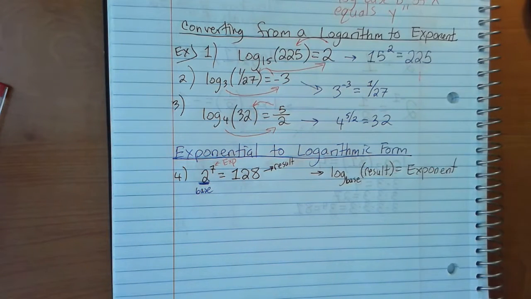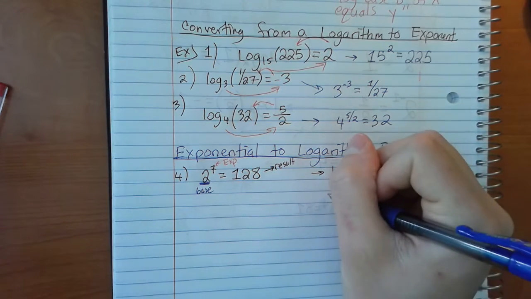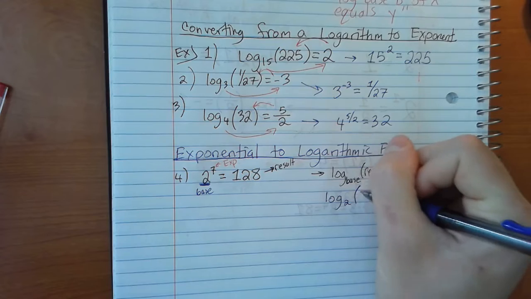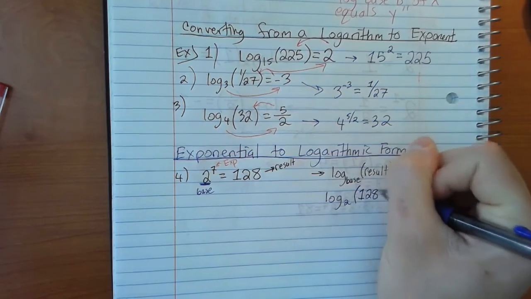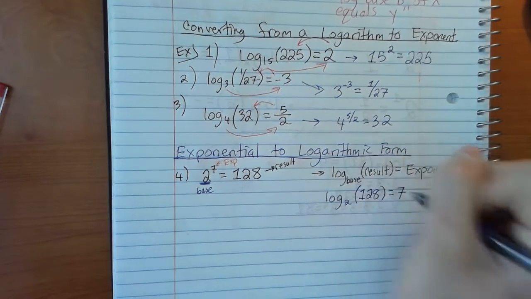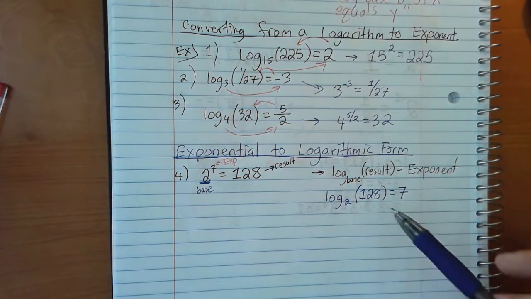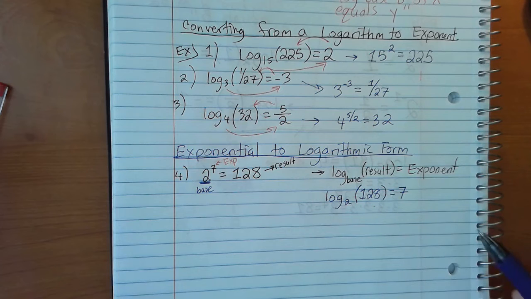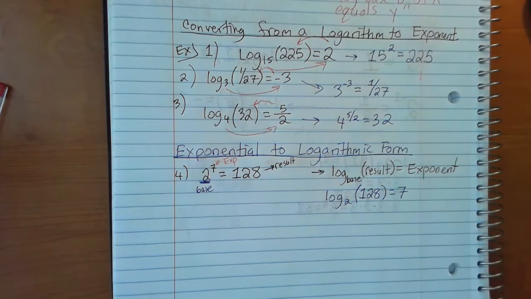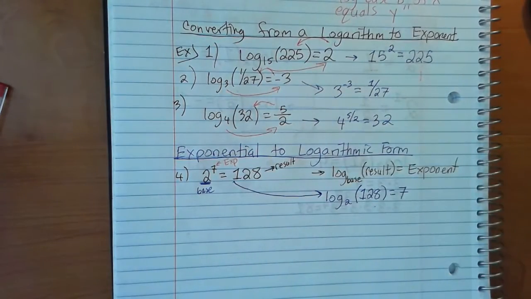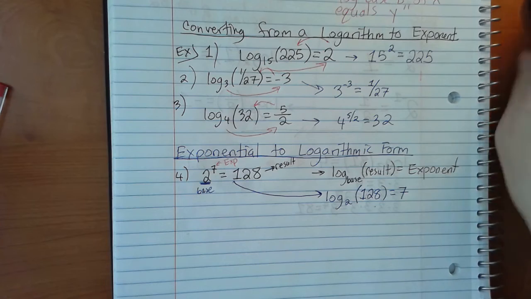So if we want to do that for this problem, we would just write it as log base 2 of 128 equals 7. We have to figure out how many multiples of 2 we need to get up to 128. We know that 7 of those will get us up to 128, and so we know that those two are equal to each other. They are equivalent.